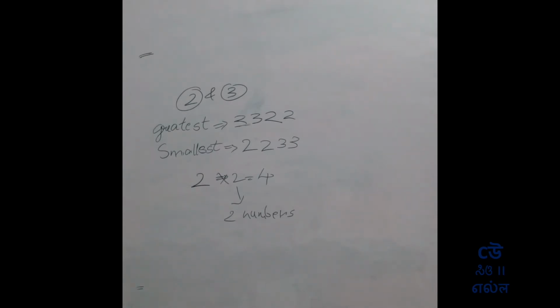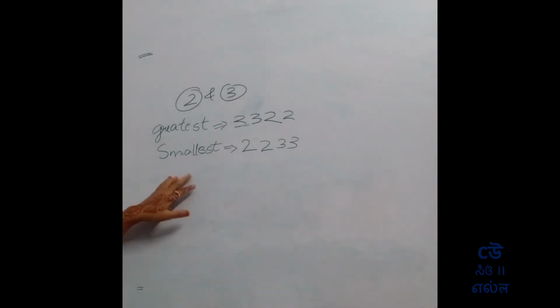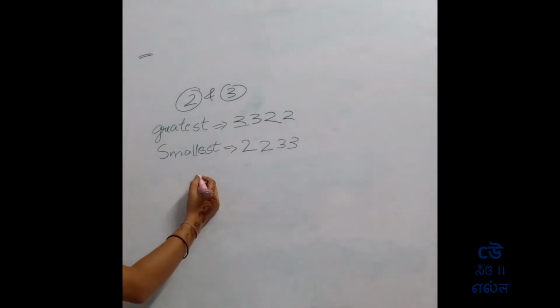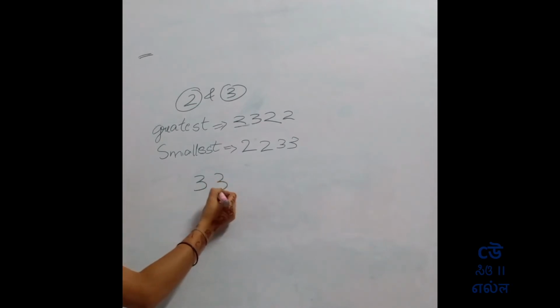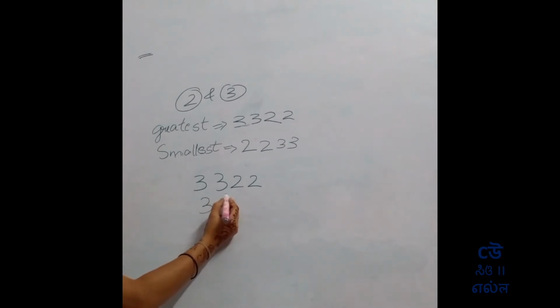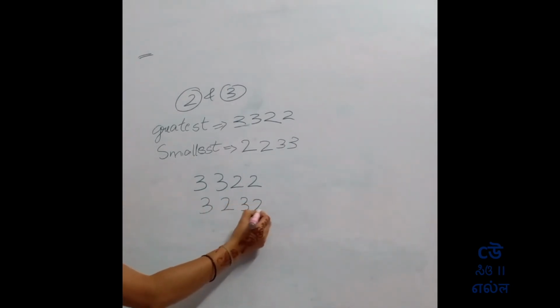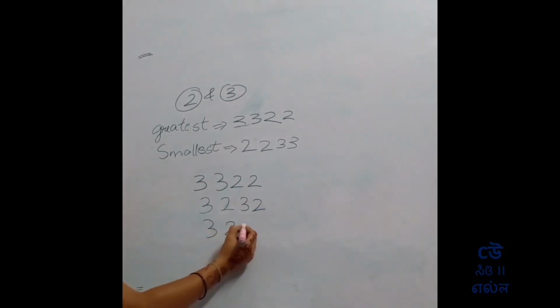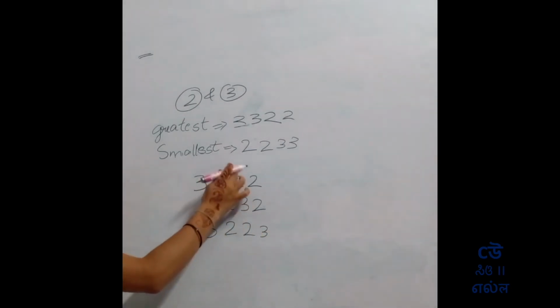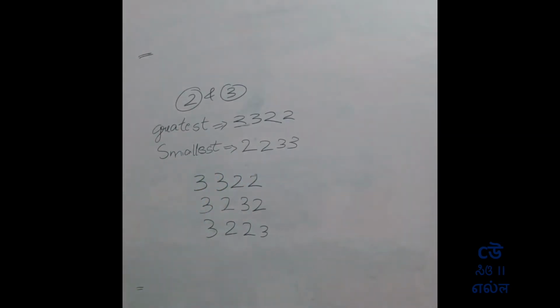How many different numbers can you make in all? So the third question is how many different numbers can you make in all? By using 3, 3, 2, 2 or 2, 2, 3, 3, how many different numbers can be made? We can use 3, 3, 2, 2 and 3, 2, 3, 2, 2, 3, 2, 3. You can reverse it. You can do this here like that.